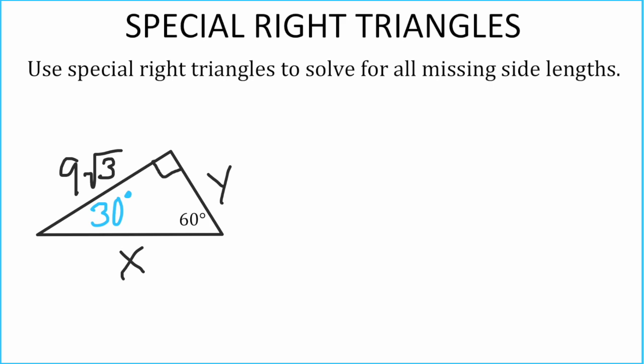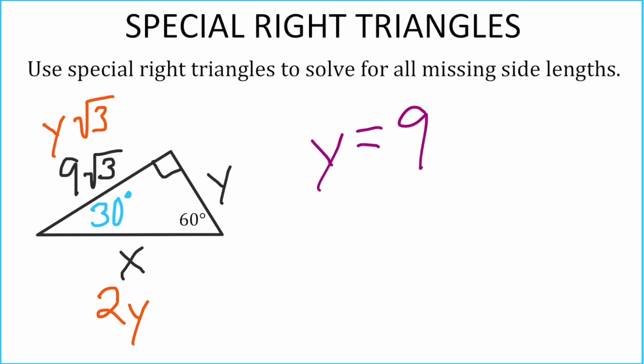So if the short leg is y, then 9 radical 3 needs to be y radical 3. So if y radical 3 equals 9 radical 3, and the hypotenuse is 2y, the y would be 9. And then to get your x, your hypotenuse, you just double it and get 18. Next problem.